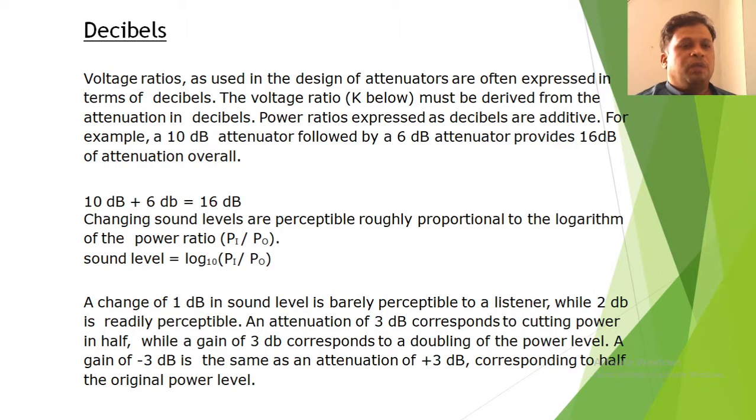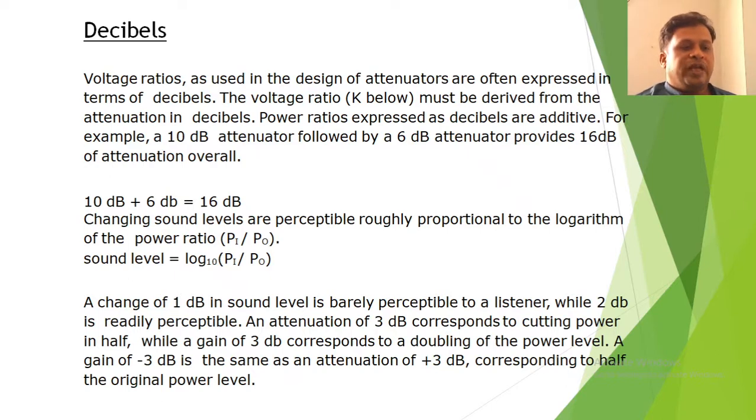Now the power ratios expressed as decibels are additive. For example, a 10 dB attenuator followed by a 6 dB attenuator provides 16 dB attenuation overall. Now we see that changing sound levels are perceptible roughly proportional to the logarithm of the power ratio Pi by P0. So sound level is log base 10 of Pi by P0.